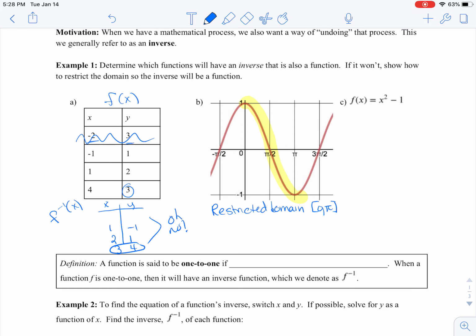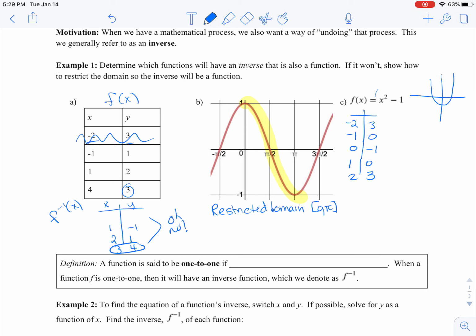Okay, and then here our function f of x equals x squared minus 1. Let's think of some points here. If we put in -2, we would get out 3. If we put in -1, we would get 0. Put in 0, we'd get -1. Put in 1, we'd get 0, and 2, we'd get 3 again. If we think of the parent function x squared, the -1 here is going to transform it by moving it down.